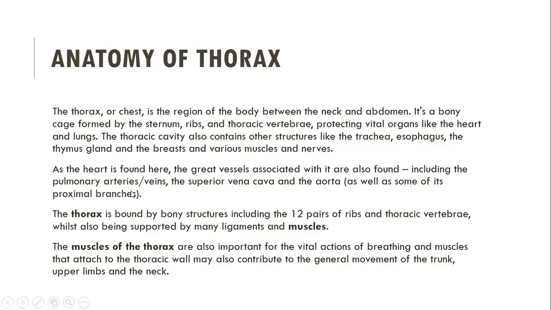So why is the thorax important? Because the heart is found in it. The great vessels are there: pulmonary arteries and veins, the superior vena cava, and the aorta. So these are all the important structures in the thorax. The thorax is a bony structure, as I told you earlier. It has 12 pairs of ribs and thoracic vertebrae, supported by ligaments and muscles. The muscles of the thorax are also important for the vital action of breathing, and muscles that attach to the thoracic wall may also contribute to the general movement of the trunk and upper limbs.